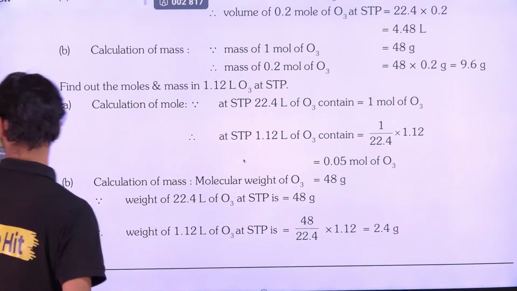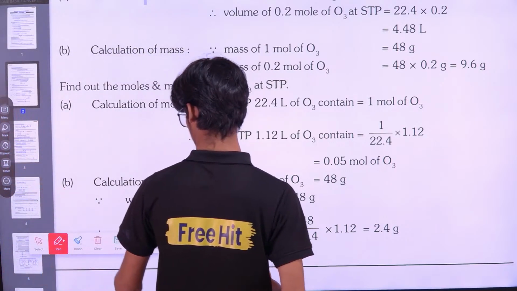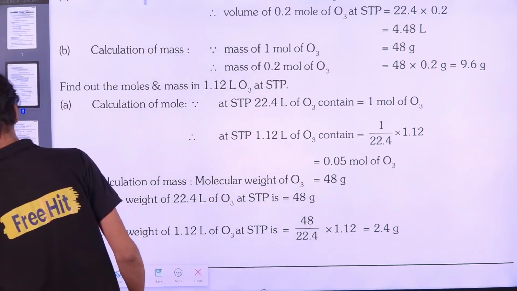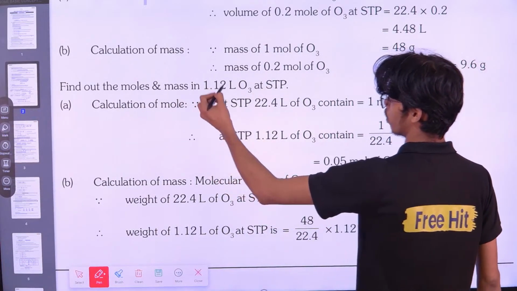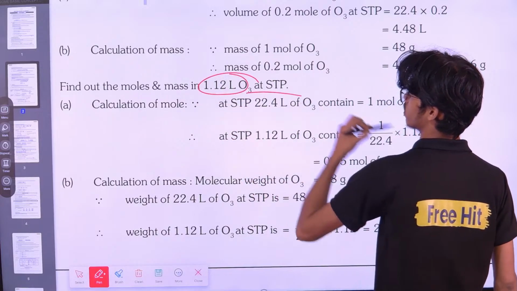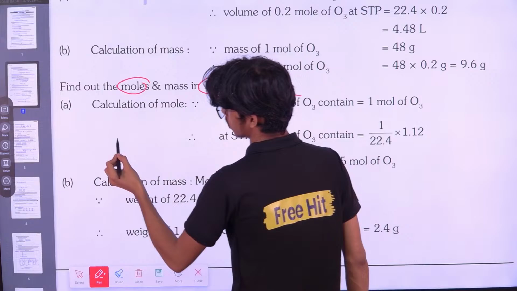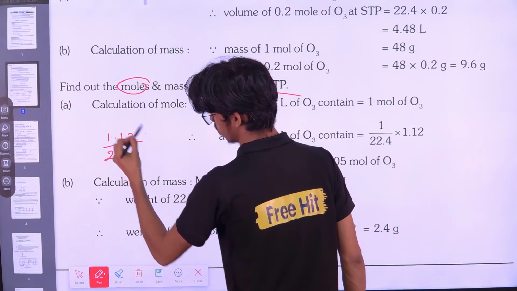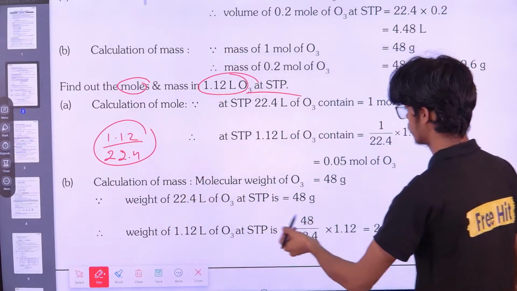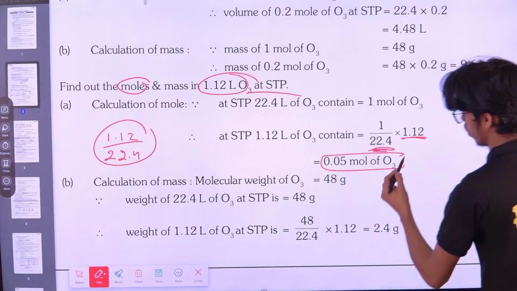Find out the moles in 1.12 liter of ozone at STP. So, you have to first find the number of moles. How do you find number of moles? Given volume upon molar volume, that's it. First answer is moles, it's very easy. Given volume upon molar volume, that is 0.05 mole of ozone.